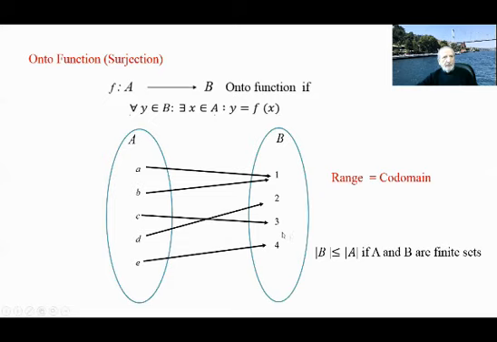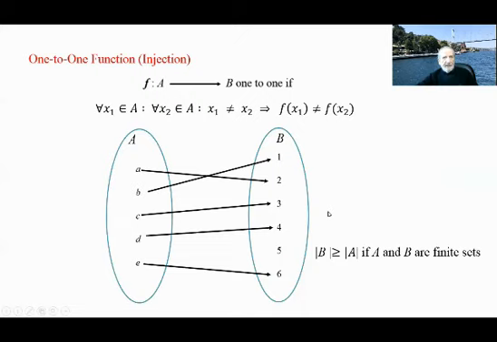Here are some special functions. An onto function is a function where for any y in B, there is an x in A such that y is equal to f(x). In this situation, you can see that the range is equal to the codomain. And easily you can notice that the total number of elements in B should be less than or equal to the total number of elements in A, if A and B are finite sets.